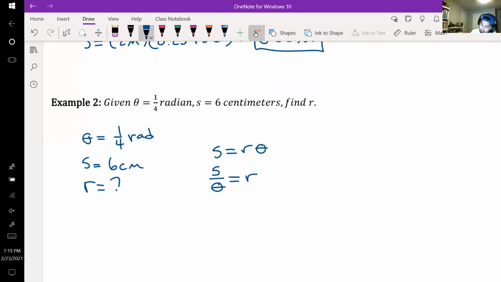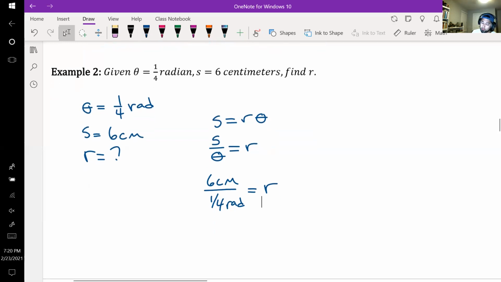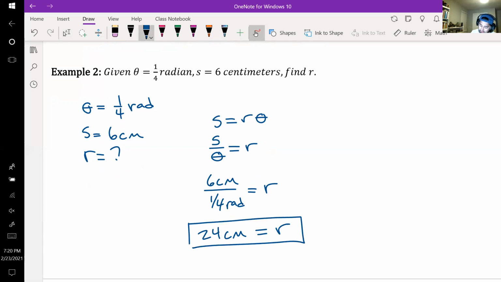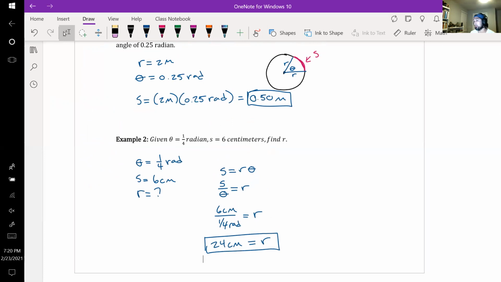Then you'll get 6 centimeters over 1/4 radian equal to r, and 6 over 1/4, you'd multiply by the reciprocal, and what would we get? 24. There you go. 24 centimeters is equal to r. And you notice how we keep the radian off, because here we're still talking about length. So our length is just 24 centimeters.